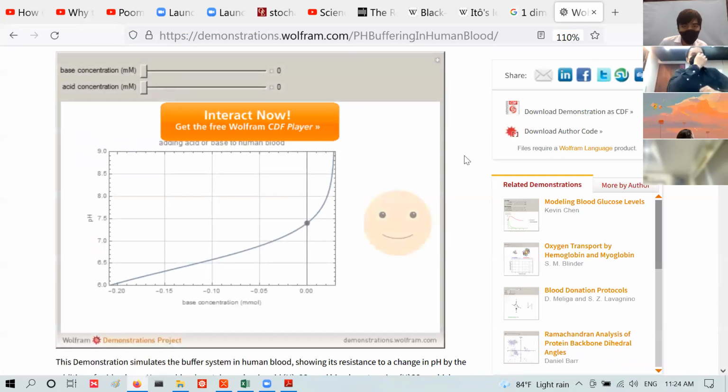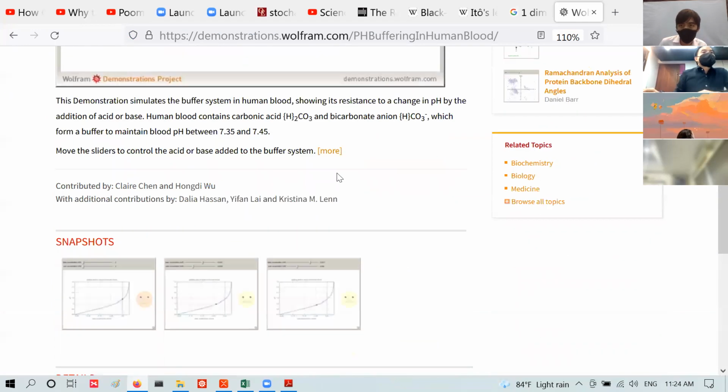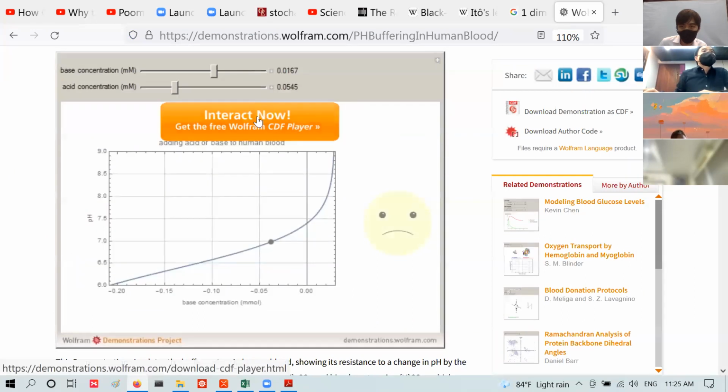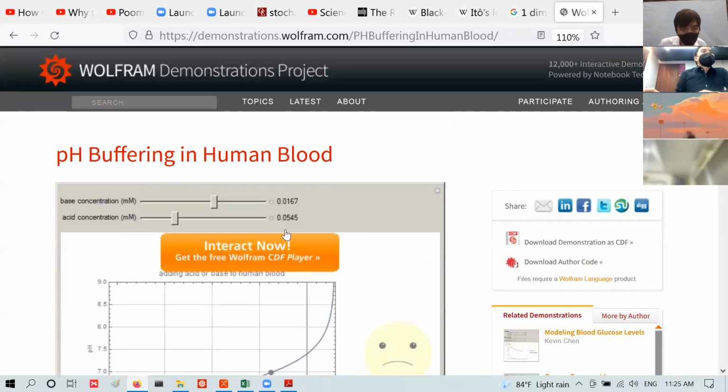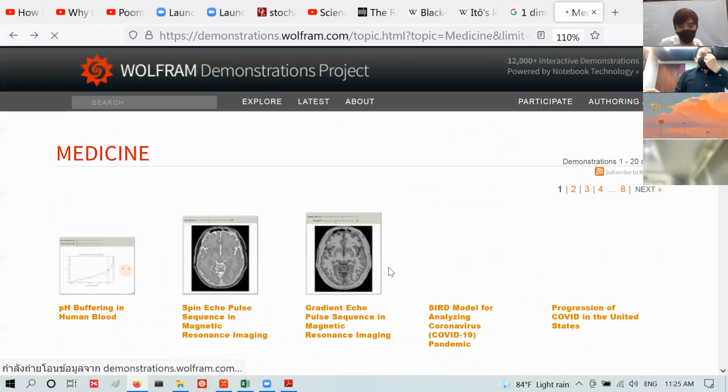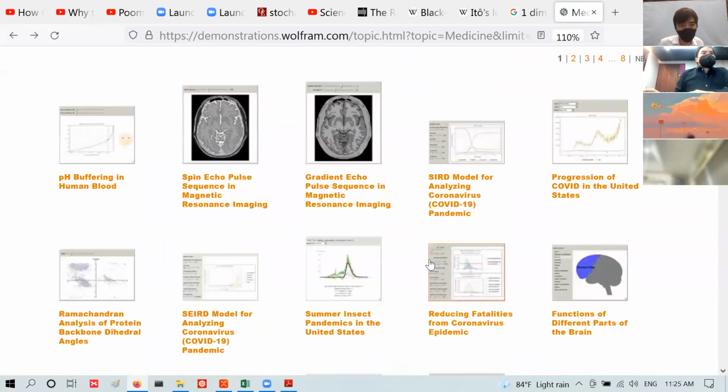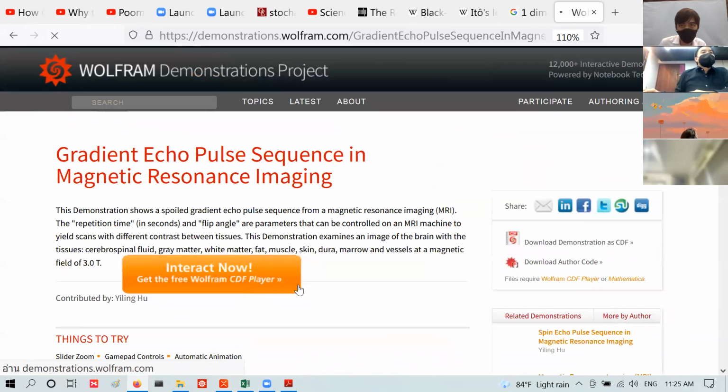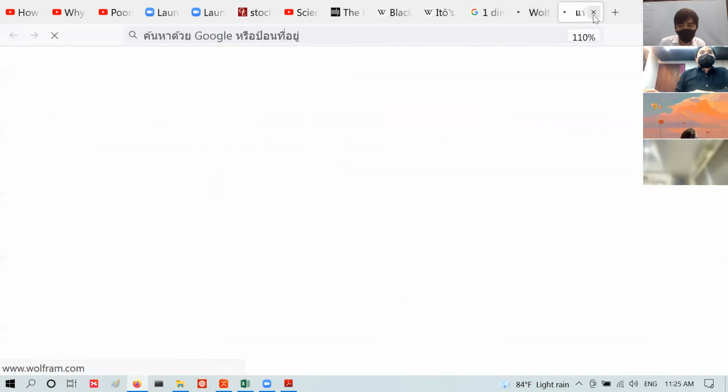Now, if you don't have the software, say next year you have to turn in your software, you can download the player just to play with it, but you can't edit, you can't do anything. But you have the software, Mathematica, so you can download all this. You can download the source code, and you can play it. And it's allowing you to do all kinds of interaction. So this happens to be pH buffering in human blood. I don't know what that is. No idea what that is. This happens to be gradient echo pulse sequence. It's annoying. I already have this. I have to say this.